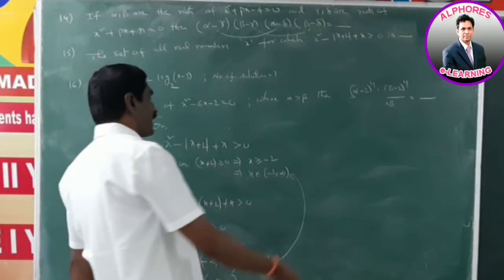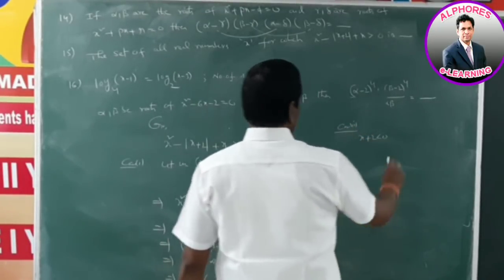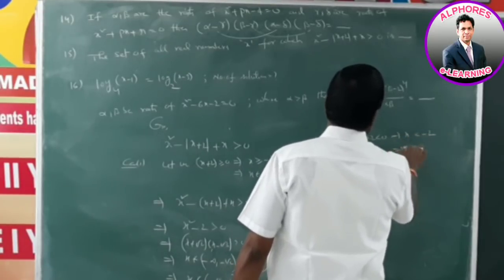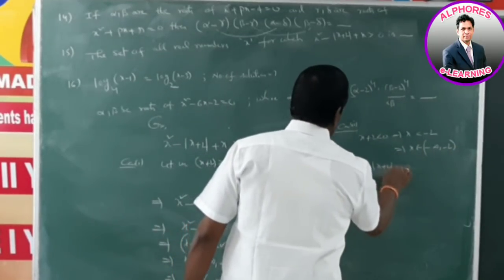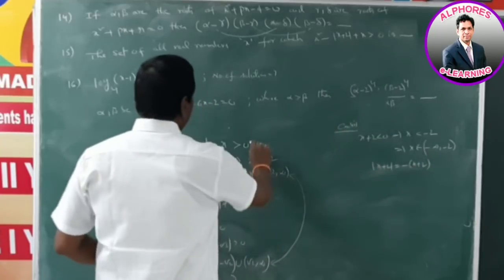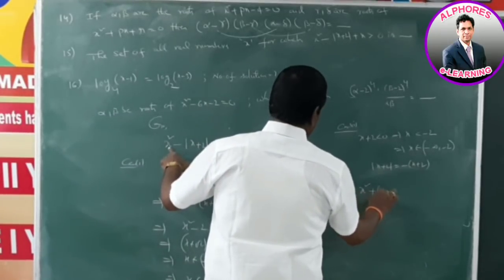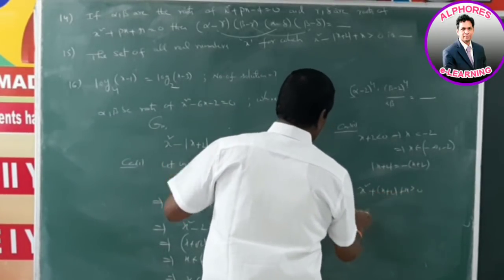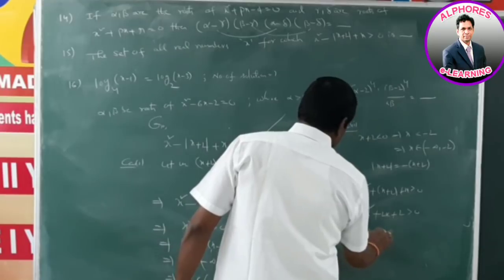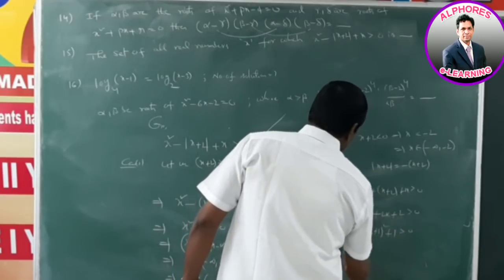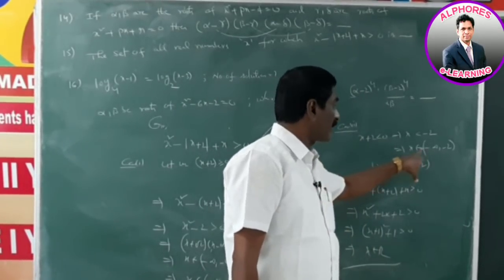Similarly, in case 2, suppose x plus 2 less than 0. That implies x less than minus 2. That means x belongs to minus infinity to minus 2. And at the same time, mod x plus 2 can be reduced into minus of x plus 2. So this given inequality can be reduced into x square plus x plus 2 plus x greater than 0. That means x square plus 2x plus 2 greater than 0. That means x plus 1 whole square plus 1 greater than 0. It is true for all x belongs to R. It is everywhere true.